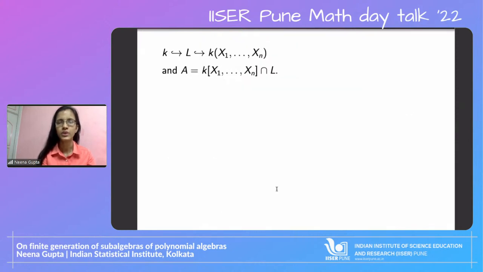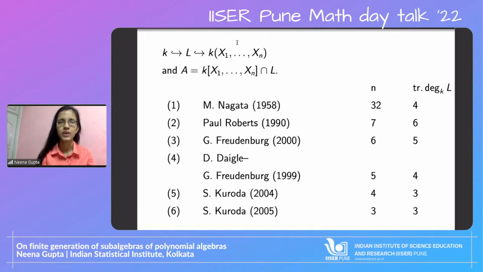However, we have counterexamples to Hilbert's 14th problem. You can say that this problem is till date completely solved. So this was the problem: L is a subfield of the field of rational functions in x1 up to xn, and A is the intersection of the polynomial ring with L. This is the chart which gives you the complete solution of Hilbert's 14th problem, because we know that if the transcendence degree of L over K is less than or equal to 2, then by Zariski's result, that has an affirmative answer. So there are now counterexamples in higher dimensions.